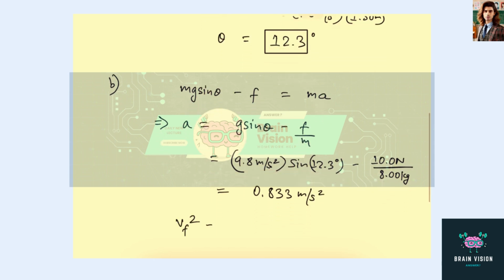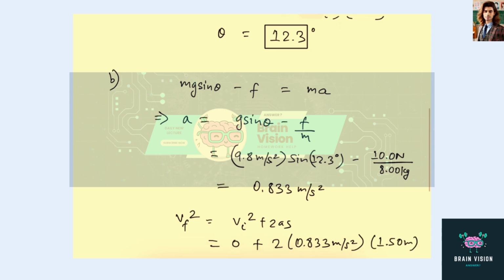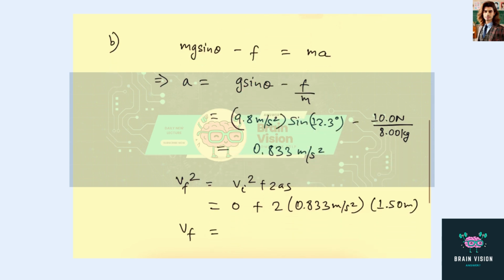Now we use the equation of kinematics. Initial velocity is 0, acceleration is 0.833 and displacement is 1.50 meters. So the final speed at the bottom is 1.58 meters per second. This is the required solution.